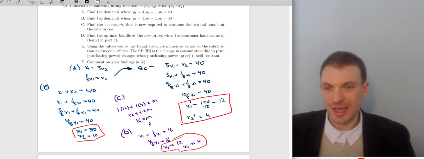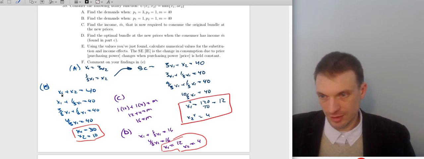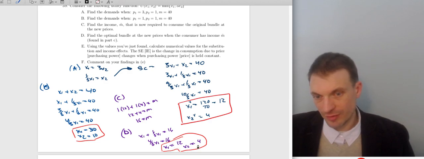Now part D, find the optimal bundle at the new prices when the consumer has the income that we found. So suppose I actually have only 16 in income, how much am I going to buy? Now I'm going to take the new prices, x1 plus x2 is equal to 16, not 40. I've already made the substitution, x2 is equal to 1/3 x1. Solving, x1 is equal to 12, x2 is equal to 4.